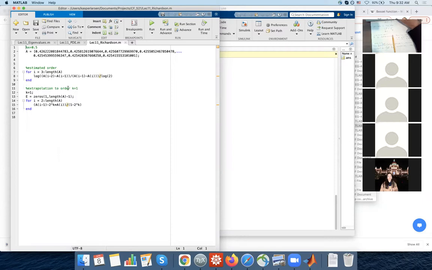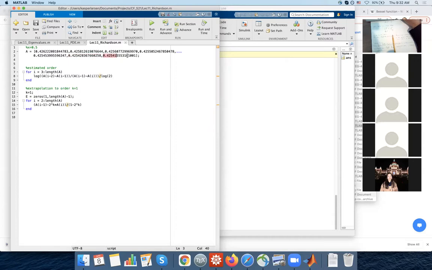This is what came out of the code when delta t was equal to 100. This is what came out of the code when delta t was equal to 200. This is what came out of the code when delta t was equal to 1 over 400, 1 over 800, 1 over 1600, 1 over 3200, and 1 over 6400.